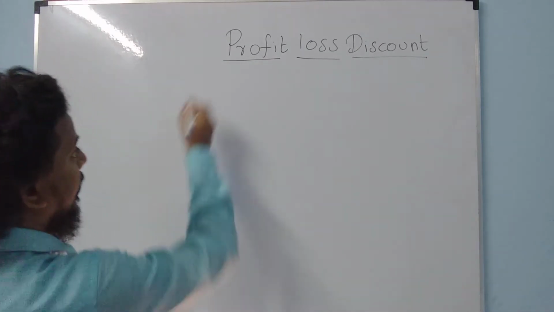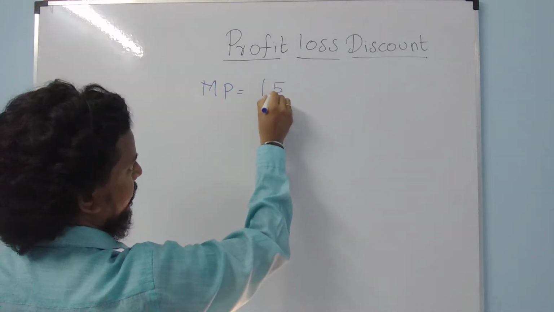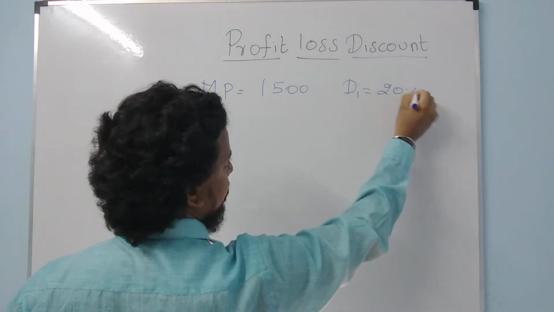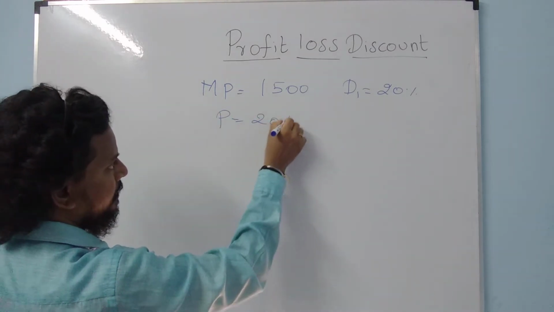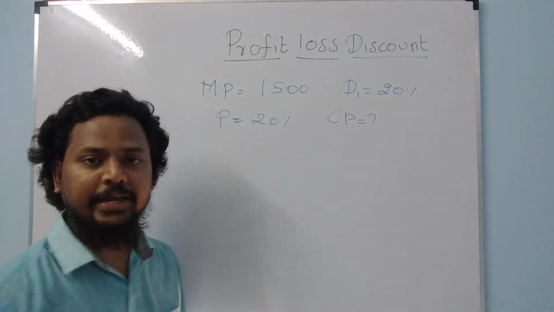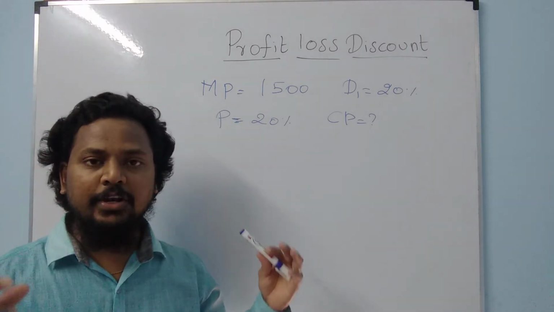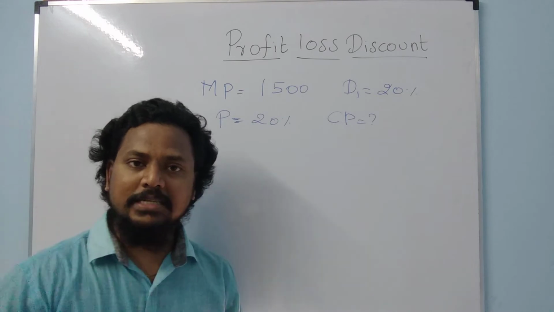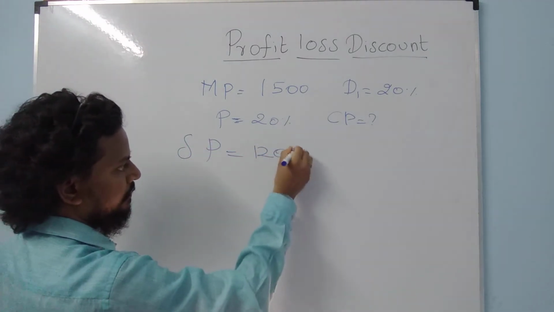Let's see now. Mark price is 1500 and discount 1 is 20%. After giving this discount, still we got a profit of 20%. If that is the case, find the cost price. How can we handle this question? Whenever the discount and profit are compared, we need to connect them through selling price. How? When the profit is 20%, what is the selling price? Selling price is nothing but 120% of CP.